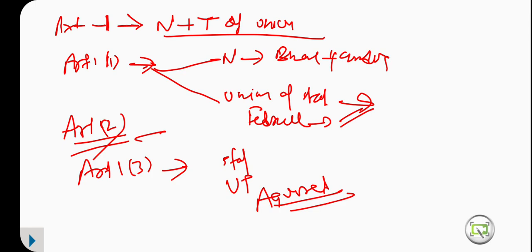And then we study about Article 1 Clause 3. According to Article 1 Clause 3, in India there could be three types of territory. First one is the states, second one is the UTs, and third one is the acquired territory. And the acquired territory could be acquired through war, negotiation, or through an agreement.